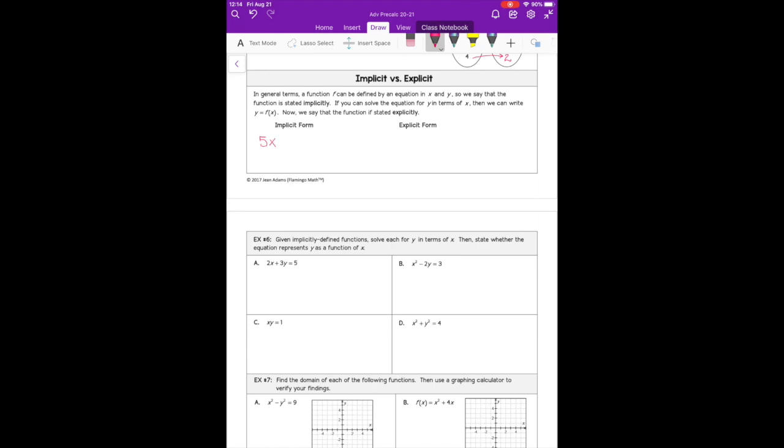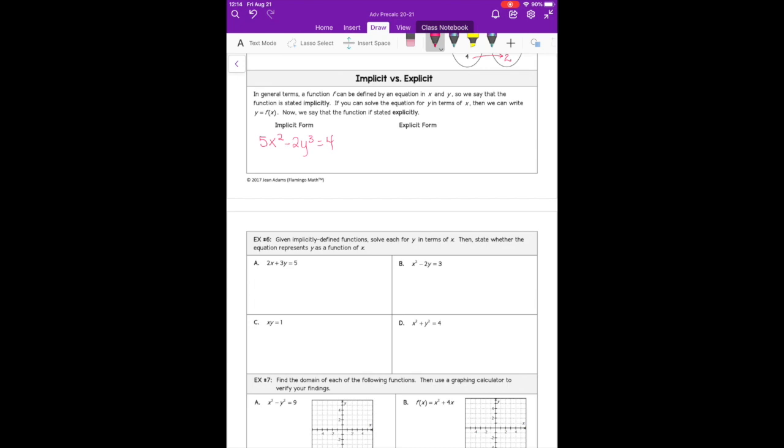Well, there's lots of examples, but there's one. Notice we have y cubed and x squared all on the same side that equals a constant. So it is implicitly stated.